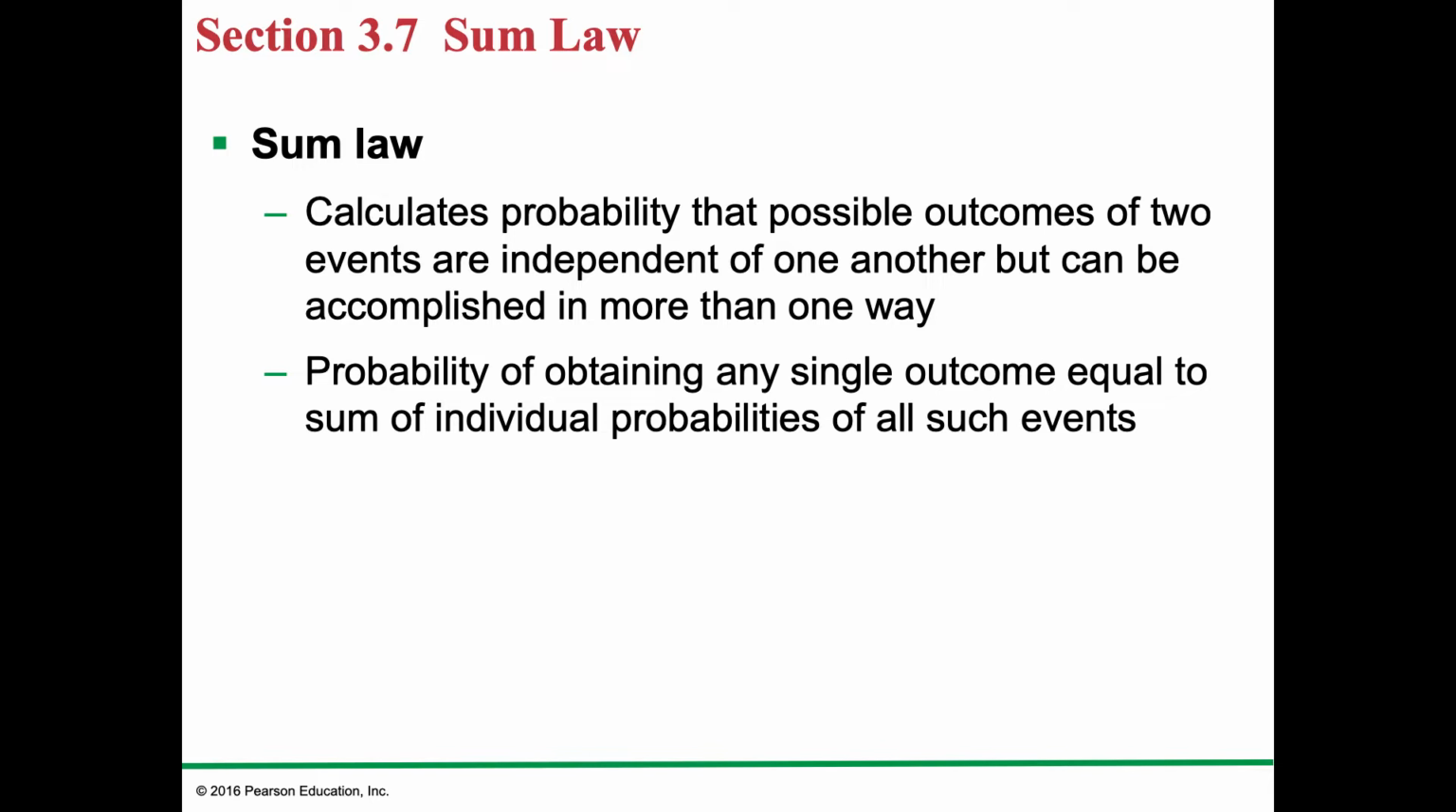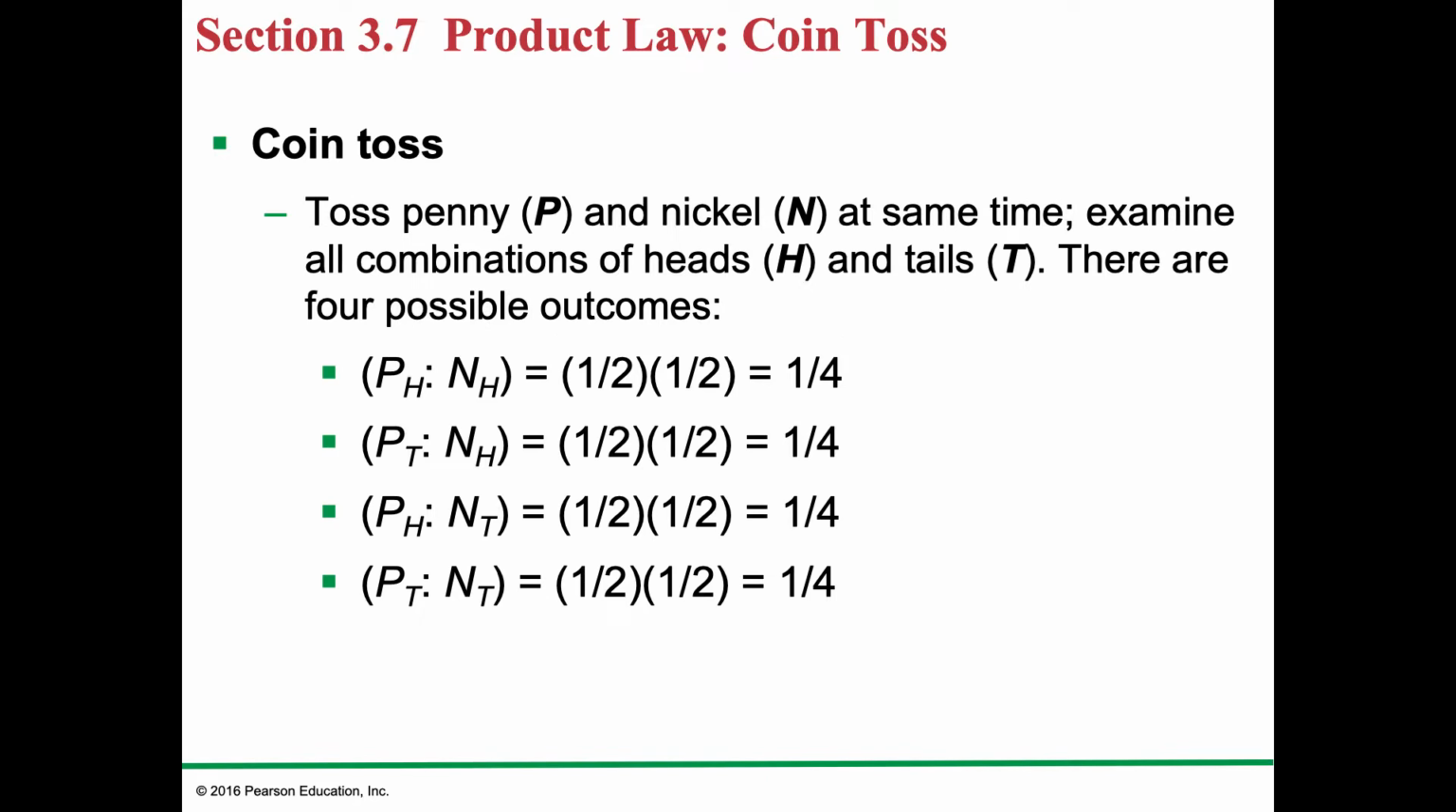When we left off on Monday, we were talking about the product law. The idea behind the product law is that if you have two independent outcomes and you want to know the probability that both of these independent outcomes will occur, you multiply the probability of one outcome times the probability of the other.